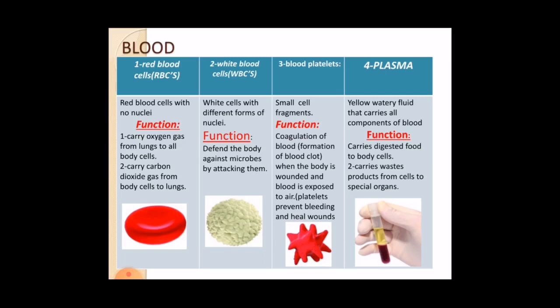Number 3, blood platelets. They are small cell fragments. They help in coagulation of blood. What's the meaning of coagulation of blood? Formation of blood clot. When the body is wounded and blood is exposed to air, the platelets prevent bleeding and heal wounds.